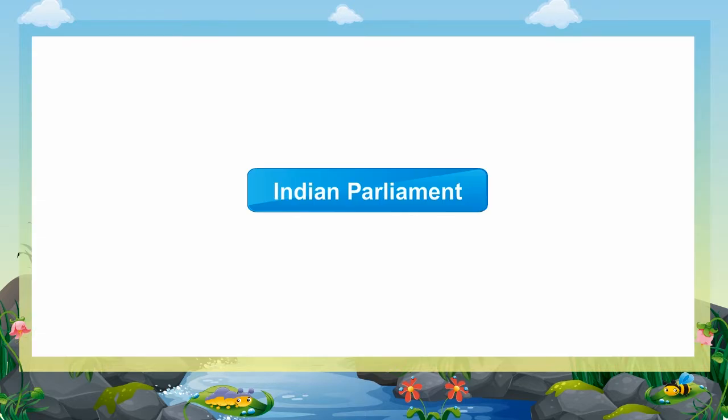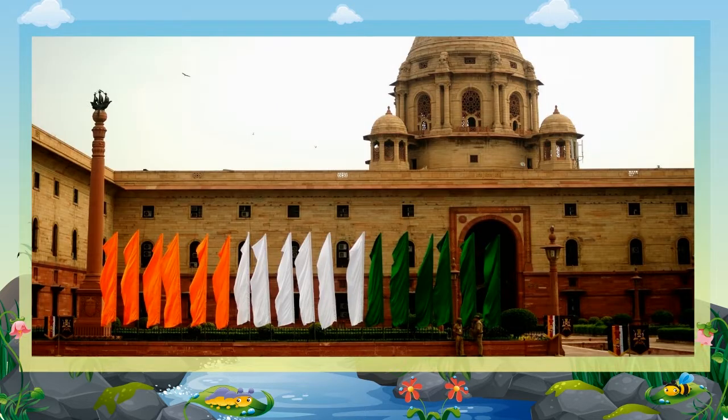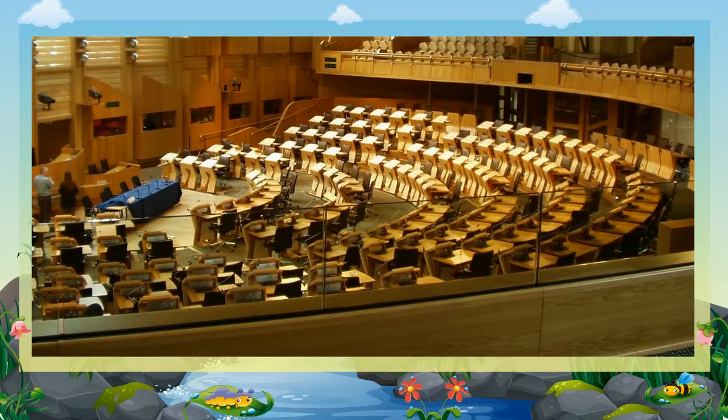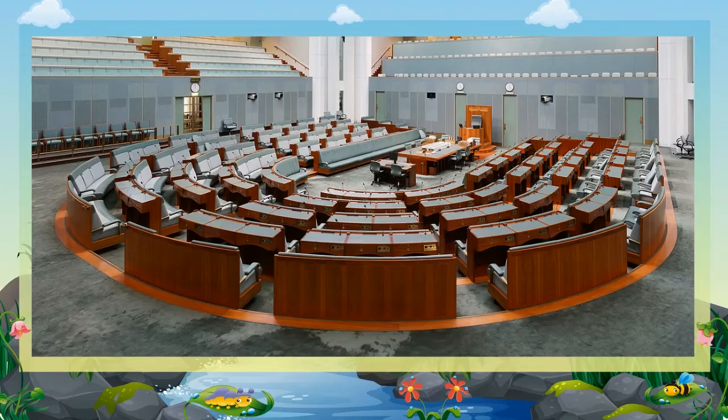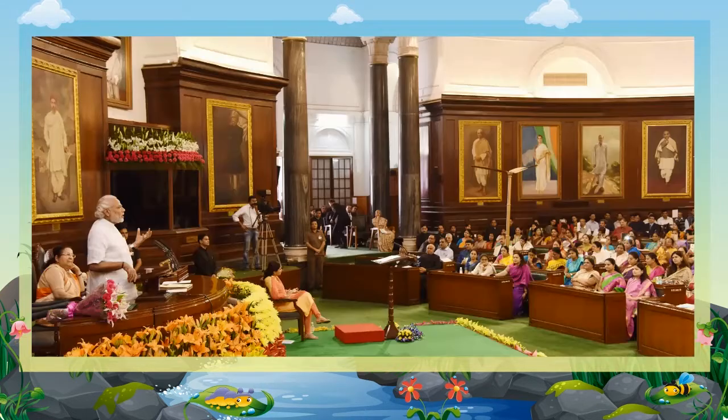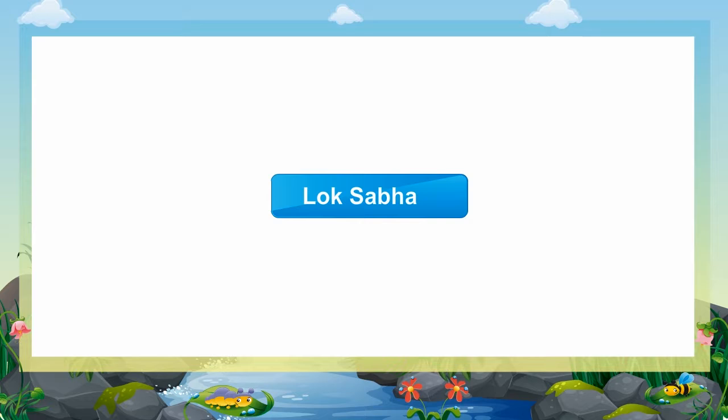Indian Parliament. India has a parliamentary form of government based largely on the Westminster system of the United Kingdom. The legislature is the Parliament. The Indian Parliament consists of 2 houses: the lower house, called the Lok Sabha, and the upper house, called the Rajya Sabha. Lok Sabha. In the national elections, candidates are elected to the lower house.